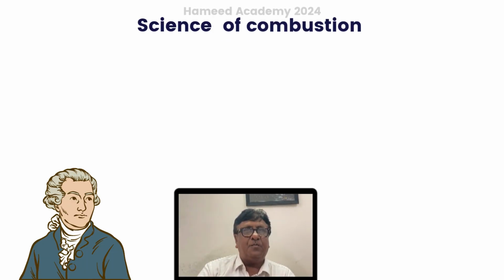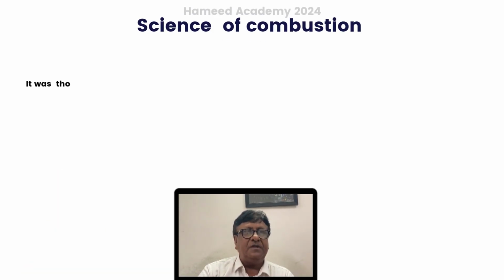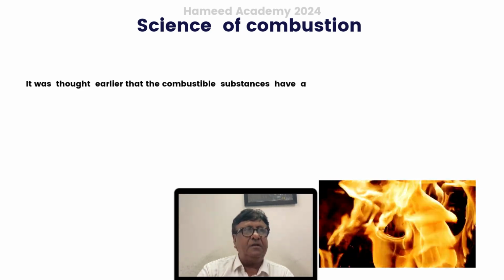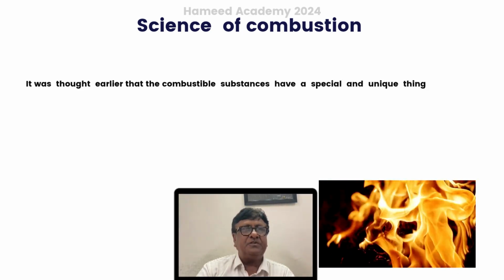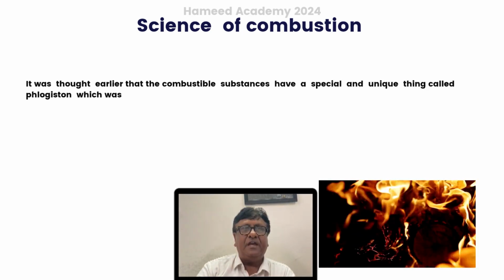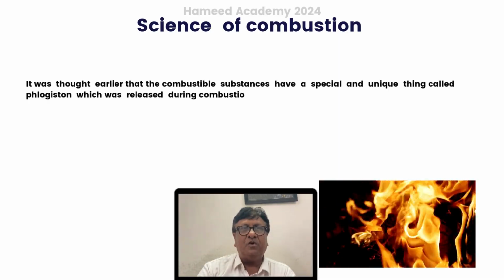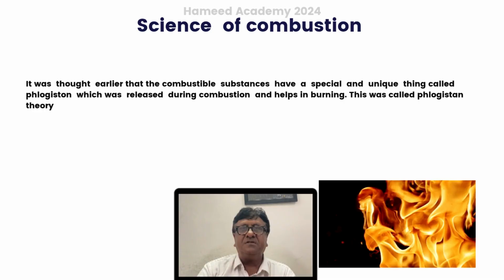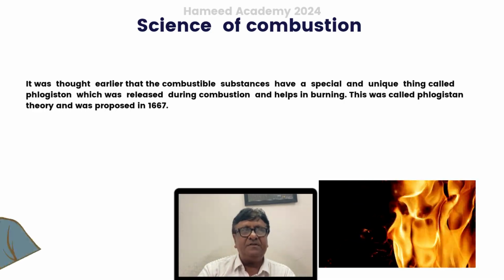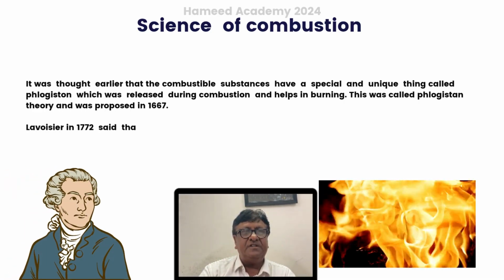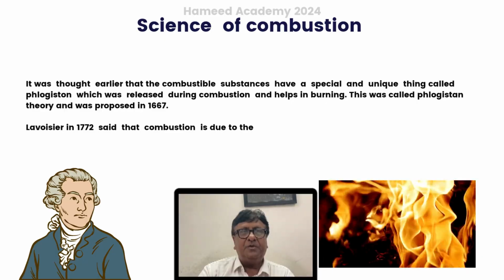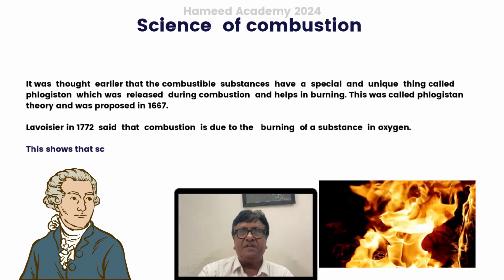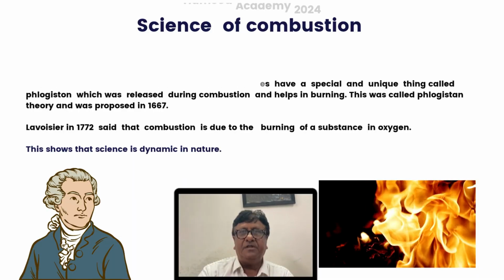Science of combustion. It was thought earlier that the combustible substance have a special and unique thing called phlogiston, which was released during combustion and helps in burning. This was called phlogiston theory and was proposed in 1667. Lavoisier in 1772 said that combustion is due to the burning of a substance in oxygen. This shows that science is dynamic in nature.